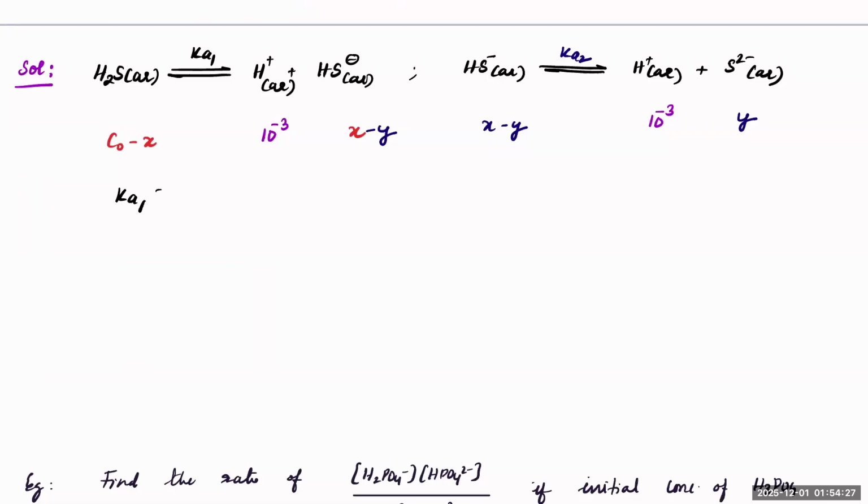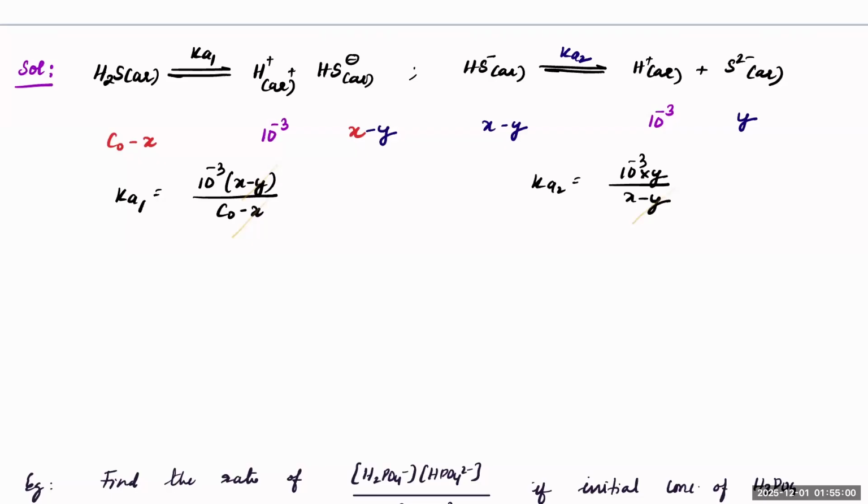So K1 will be equal to 10 raised to power of minus 3 into x minus y divided by C naught minus x. While K2 will be equal to 10 raised to power of minus 3 into y divided by x minus y. Okay, so check out what are all the factors we can ignore. Y can be ignored here, x can be ignored here, y can be ignored here. Hence, what are the values you are getting here?